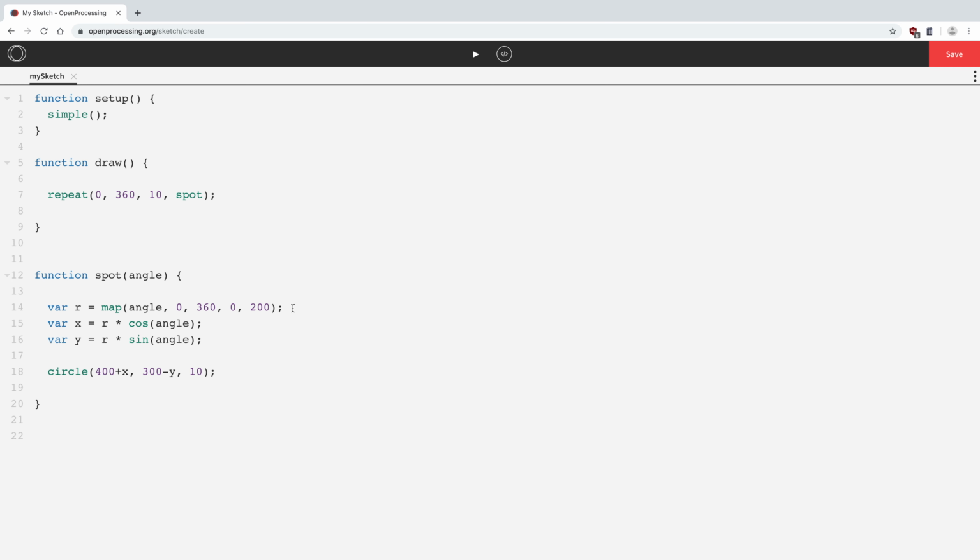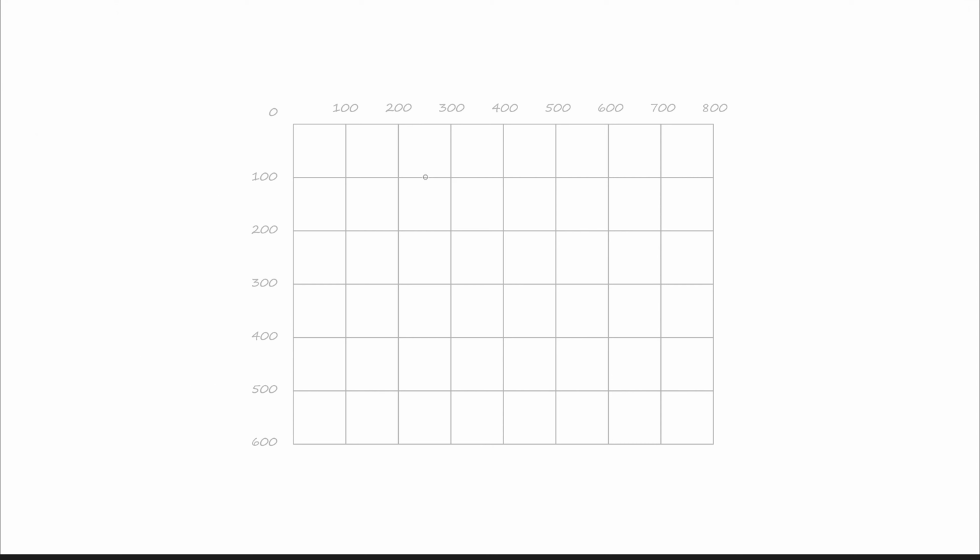What have we done? What have we said? We've said as the angle gets counted from 0 to 360, we want to map that range not from 0 to 360 but 0 to 200. Let's see what happens there. In fact, before we run the code, let's have a think, because it's quite educational.